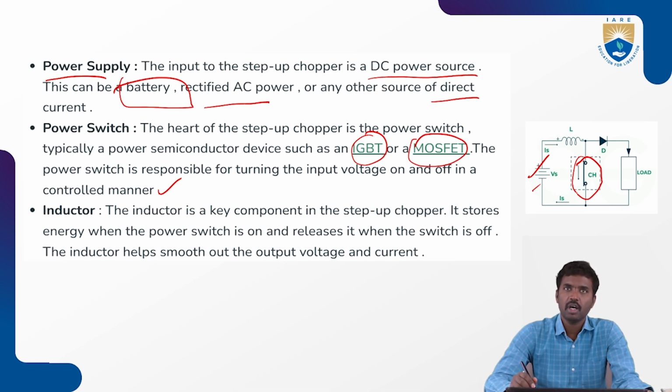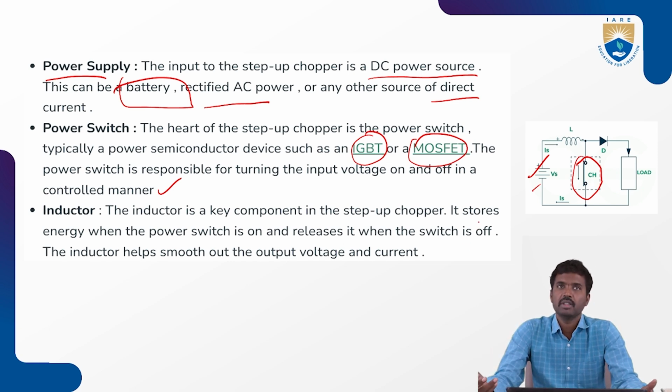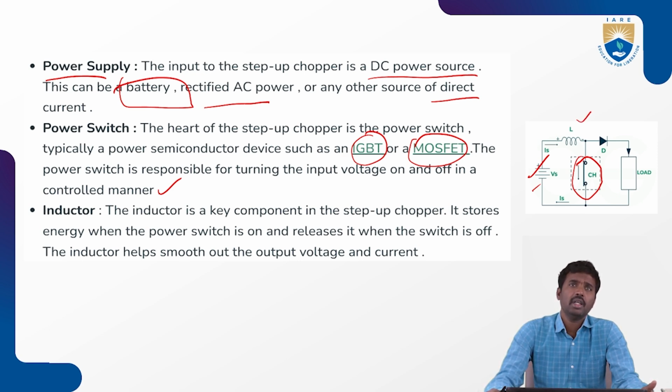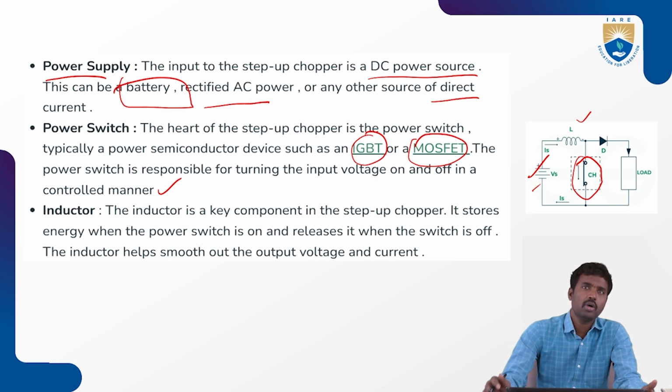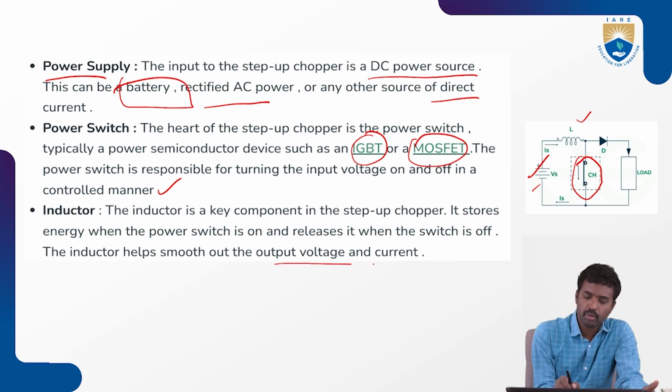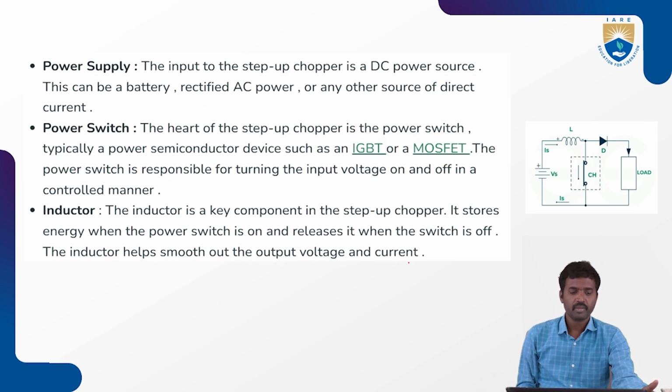When the switch is on, the inductor stores the energy, and when the switch is off, it releases the power. In this particular case, it depends upon the circuit. And this inductor helps smooth out the output voltage and current.